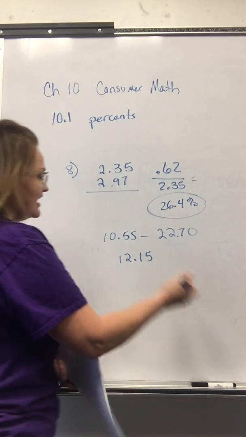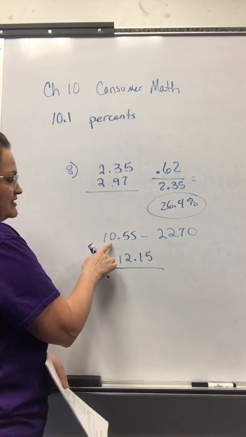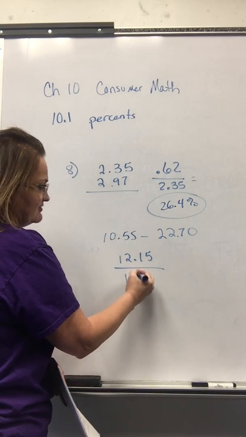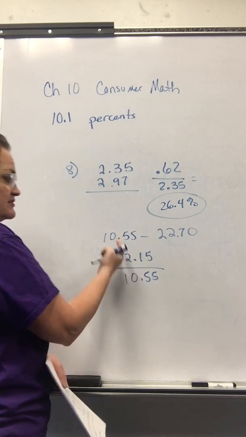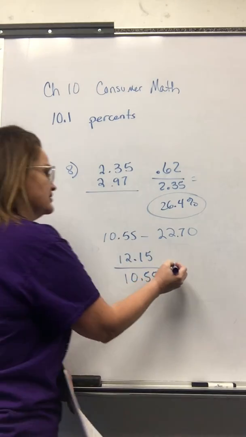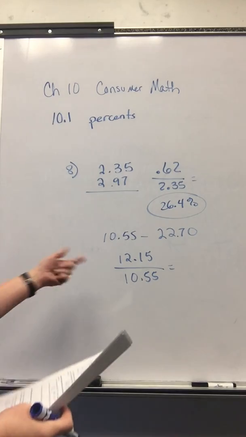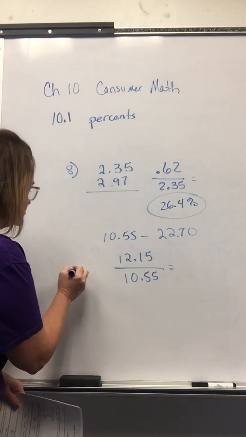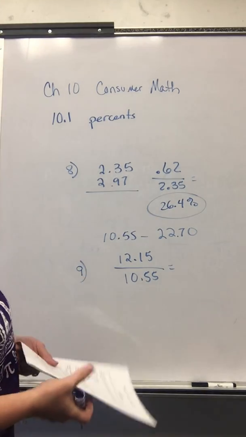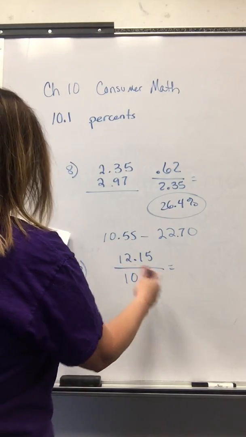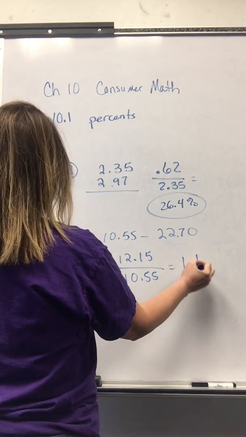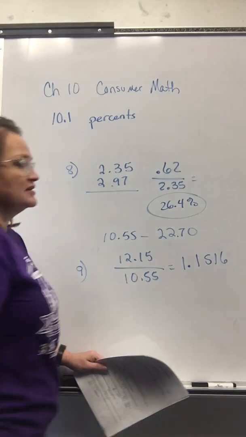Yay for Sue. And then you want to divide by the previous amount, which was $10.55, what she used to make. So you always divide by the previous stated one, unless otherwise stated. For our purposes, we're always dividing by the original earlier amount. So we do that division on our calculator, and we find that to be 1.1516, and so on.